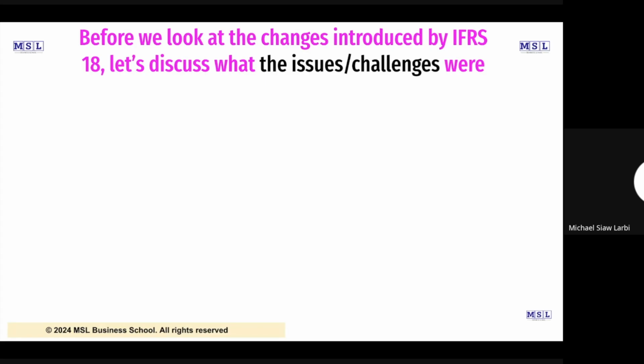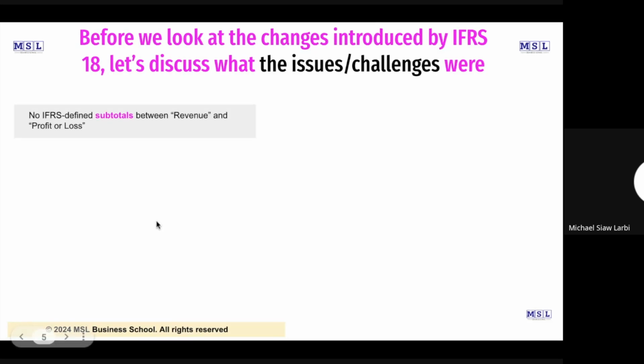There were some issues that both the users and the preparers of financial statements brought up. More importantly, they came from the angle of the users, because the users use the financial statements to make decisions, right? So if they are unable to make decisions using financials, then we need to present financials in a way that makes it easy for them to make their decisions. So the first issue that was identified is we had no IFRS-defined subtotals between revenue and profit or loss. Pick the P&L, or the income statement as it's properly called, and then you look at revenue all the way to profit or loss.